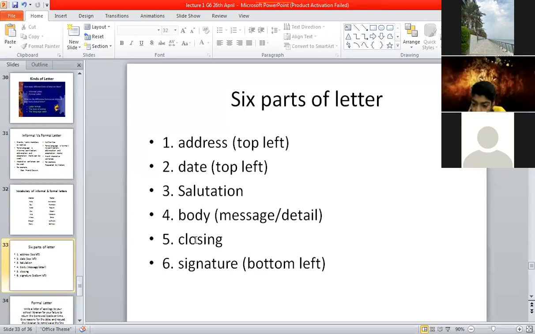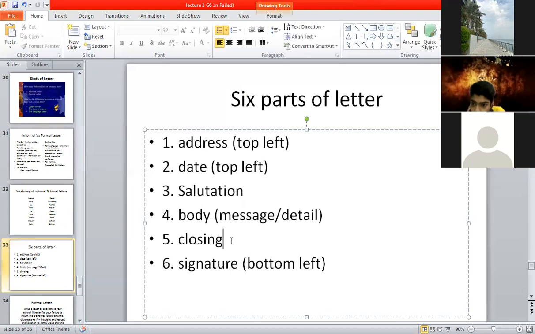Next part is closing. When you write yours sincerely or yours truly, this is called closing. And the signature goes on the bottom left side.